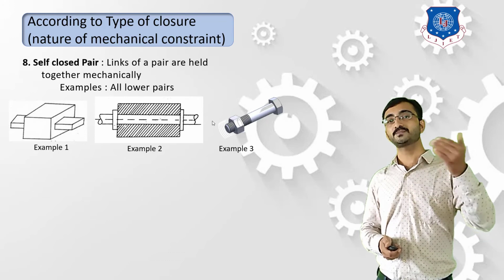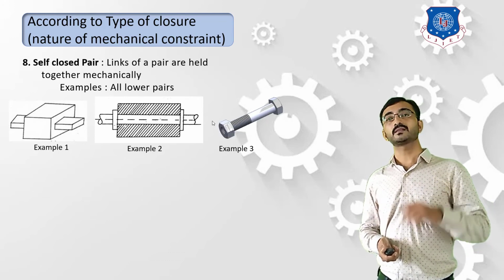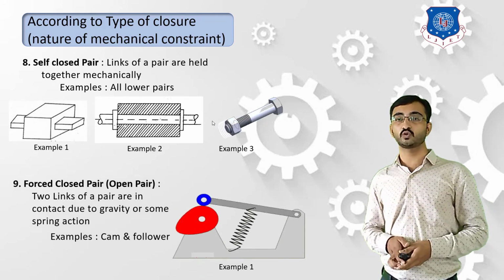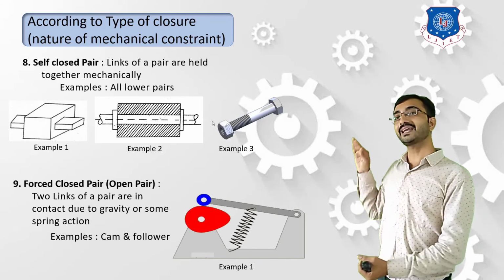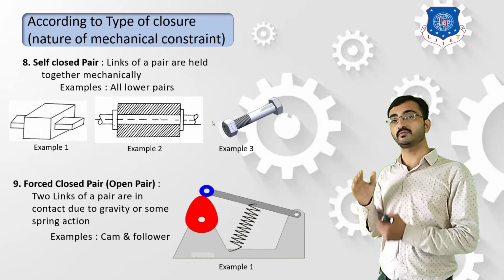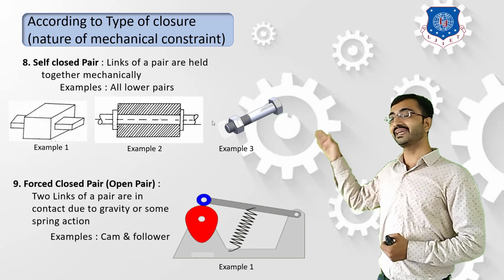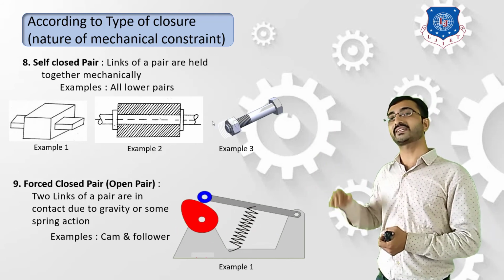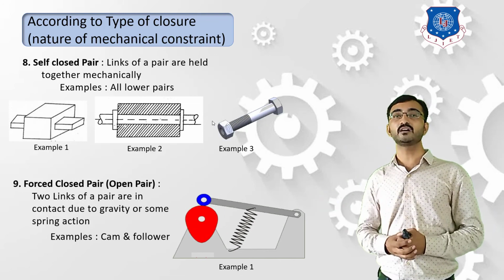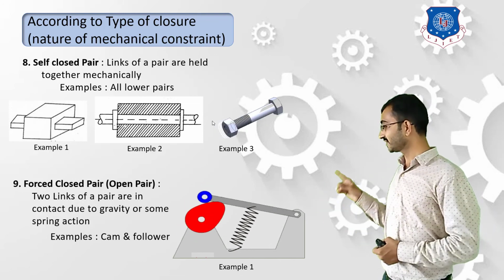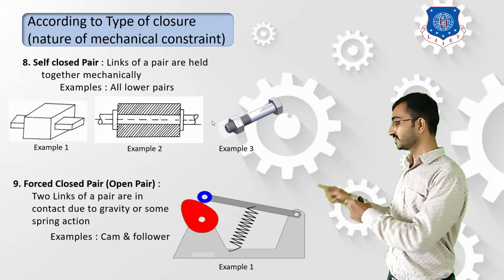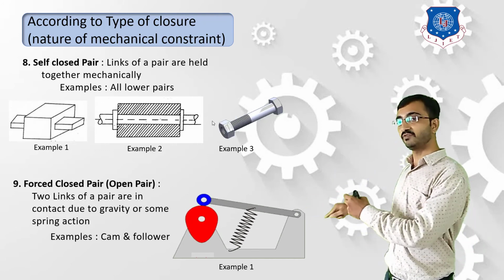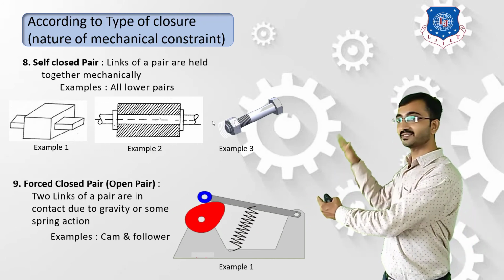Okay, now with respect to this self-closed pair, the second type is known as a force closed pair. Over here they are not connected due to their mechanical designs, but they are connected due to gravity or external forces, then it is termed as a force closed pair. Over here the cam and follower mechanism, once again this rotating element is your cam, and with respect to this cam your follower is oscillating.